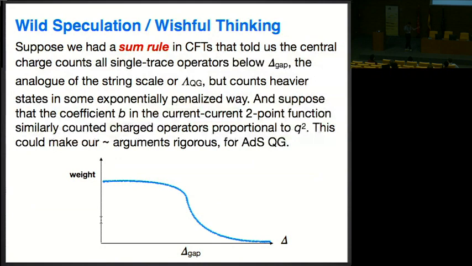And to cover cases like these with extended strings, you would want to somehow have a rule that told you how to deal with the case where these things are above that scale, which would be like the stringy states. And so what you would want to do is probably still count them, but maybe with some sort of weight that's exponentially suppressed. So if it was possible to derive a sum rule like that, and an analogous sum rule for the two-point function of the current, then you could maybe take all of these arguments we're making, which are, I think, suggestive but a little bit fuzzy, and make them into rigorous arguments about quantum gravity and AdS. So this is wild speculation. I have no idea how to prove such a sum rule, but maybe people who know more than I do about conformal field theories might have thoughts about that.